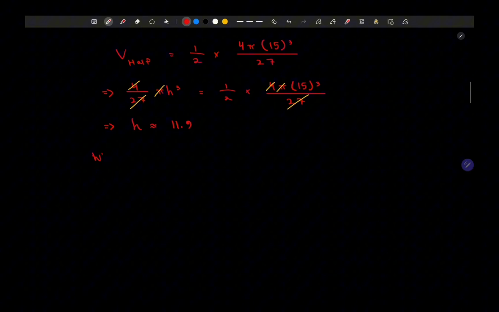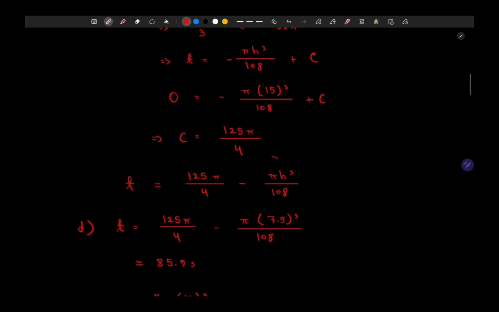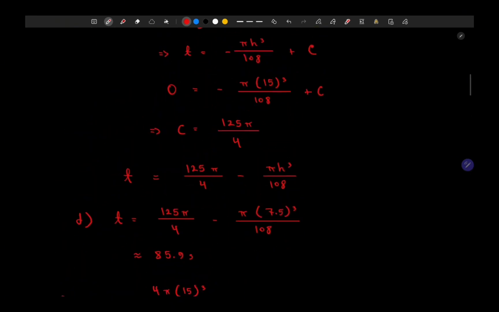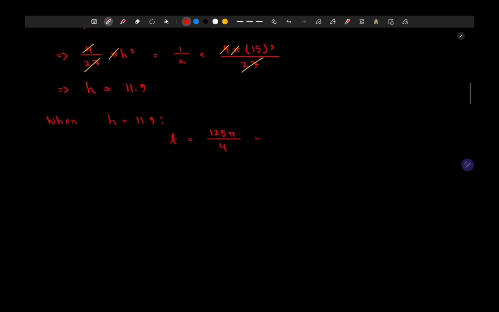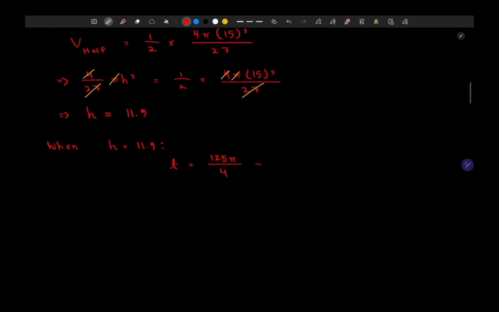So when h is 11.9, we can find out the value of t from this equation. So it's 125 pi by 4 minus pi h cubed divided by 108.